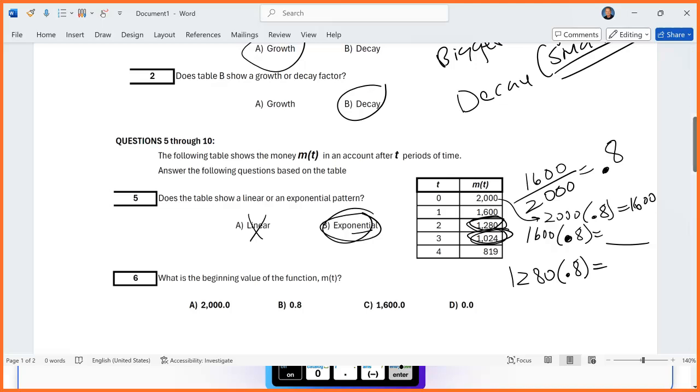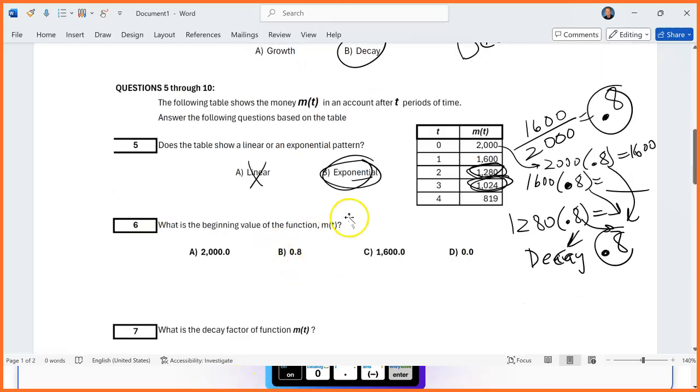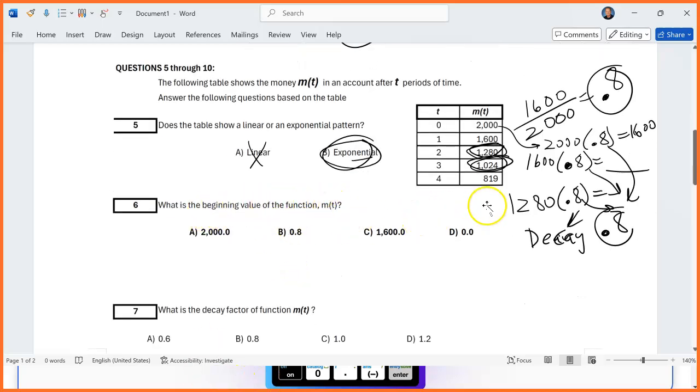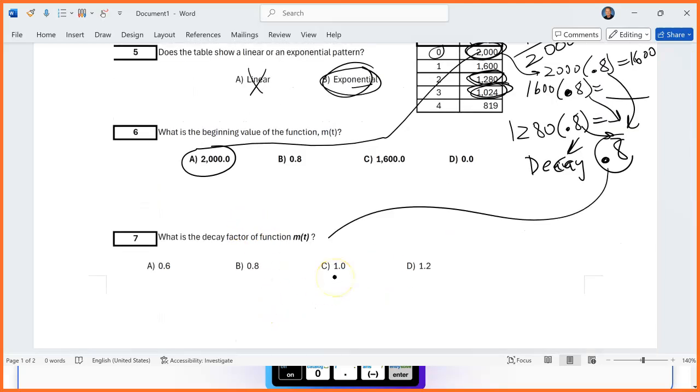And not only that, but you can see over here that the growth rate, or the decay rate, is 0.8, right? All these are 0.8, right? So that's our decay rate, okay? So that's exponential. What is the beginning? Now, the beginning value is the same as we did before. It's that when t is 0, it's the first value, which is 2,000, okay? Okay, the decay, we already figured it out. It's 0.8, okay?